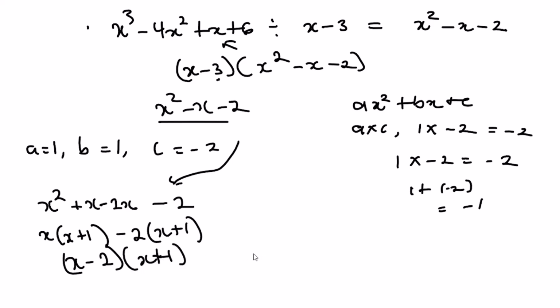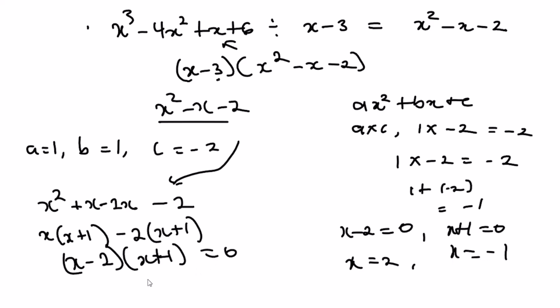Okay. Now, since that polynomial was equal to 0, it means we are going to equate this to what? 0. So x minus 2 is equal to 0, and also x plus 1 is equal to 0. So our x is equal to 2, or x is equal to what? Negative 1. Now the zeros of that particular polynomial will be, so the zeros will be what? 3, 2, and negative 1.